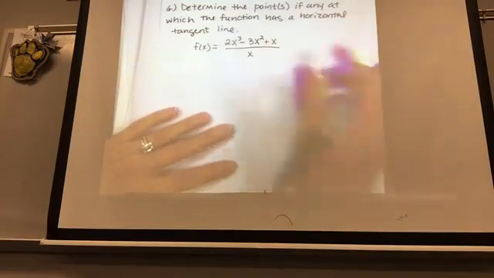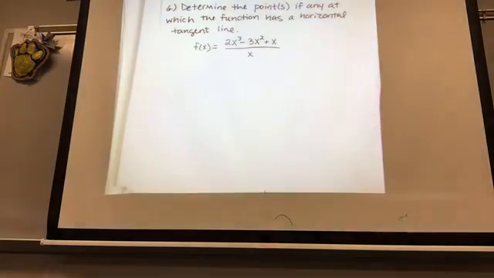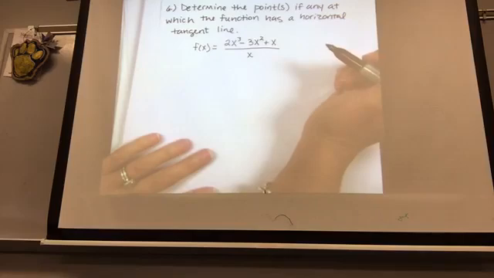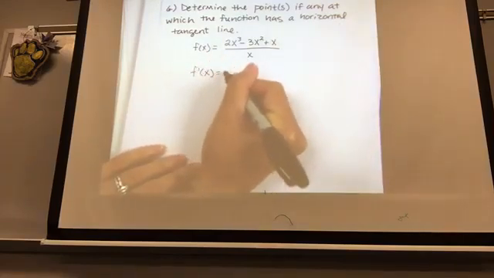Alright, so let's interpret the question. What is it asking me to find? Determine the points, if any, at which the function has a horizontal tangent line. I know the horizontal tangent lines represent slopes of 0. So I want to find when the slope is 0. So we need to find and solve f prime of x equal to 0.